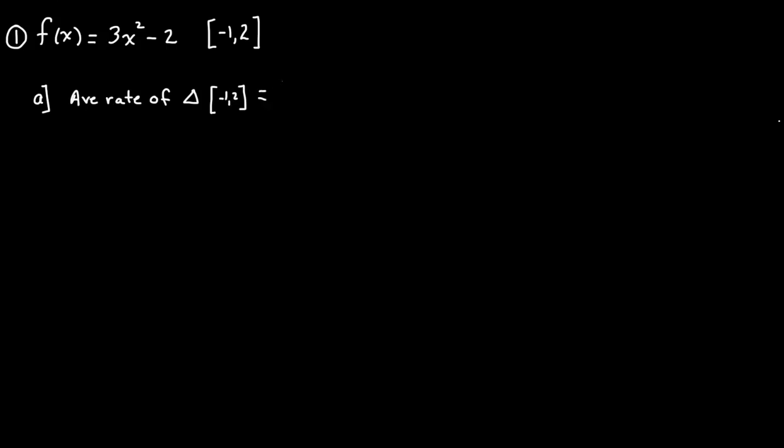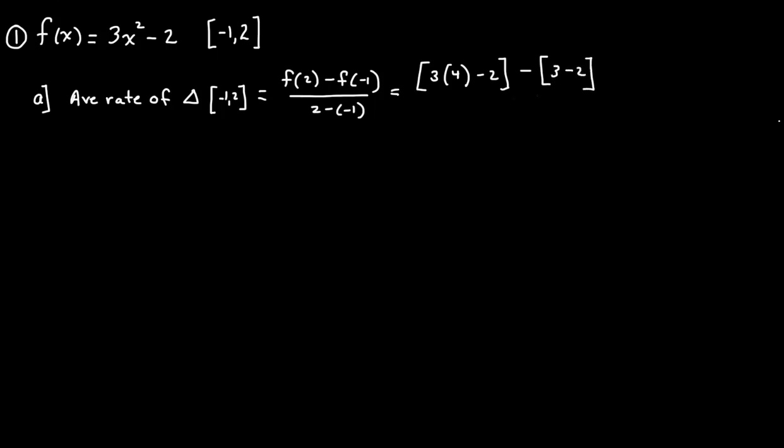And so we know we've represented the average rate of change as the slope of that secant line, or the change in y over change in x. So that's going to be f of 2 minus f of -1 all over the 2 minus the -1. Okay, so f of 2, we have to plug in 2 into our function, and that's going to be 3 times 4 minus 2. And then we have to subtract the f of -1, so f of -1 is going to be 3 minus 2, and that's going to be all over 3, coming out to be 9 over 3, simplifies to be 3. That is the average rate of change on the interval -1 to 2.